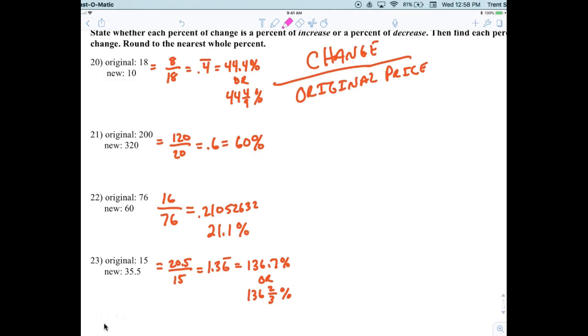No, not allowed to use your iPads. So bring a calculator. So on the test, we don't have to rate decrease, I don't care about that. If you can't tell me if something's increasing or decreasing, you have a problem. All I care about is, what's the change? 44%, 60%, 21, 136. Everybody good? I don't think that's that hard.